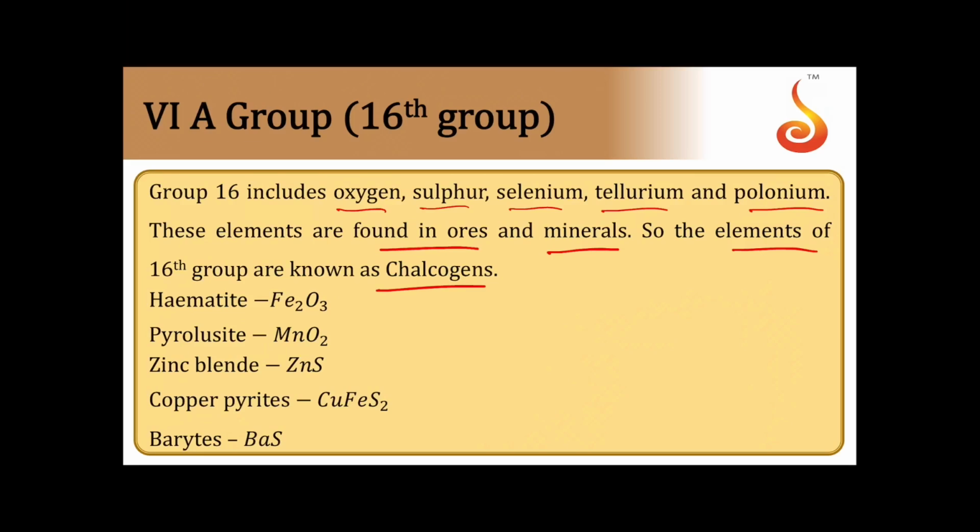So, for example, hematite ore, Fe2O3, pyrolusite ore, MnO2, zinc blende, ZnS, CuFeS2 and barium sulfide. All are ores. So, these are all ore forming elements, hence they are called chalcogens.